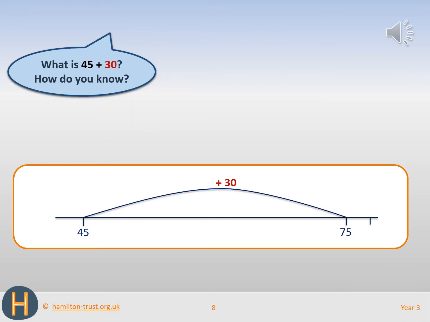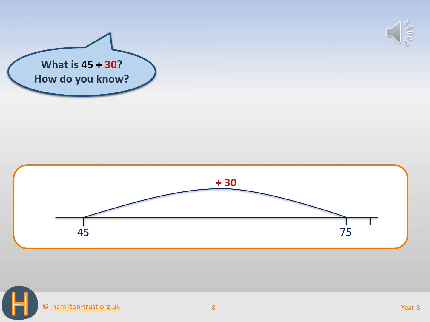Let's look at this question together. 45 add 30. What is 45 add 30? You can see on my screen there I began at 45, and when I added 30 I landed on 75. If I count up in 3 lots of 10 from 45, I will get 75. So let's start. 45, the next 10, 55, 65, 75. So I counted up in 3 tens.